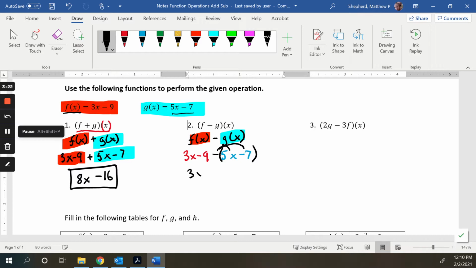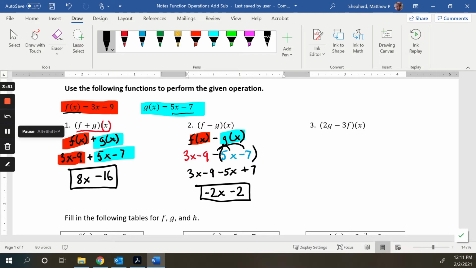So this minus sign is going to distribute to both of those. So we're then going to have 3x minus 9 minus the 5x, and then minus a negative 7. Subtracting a negative is just like adding. And now we've got that. So now 3x minus 5x will be negative 2x. Negative 9 plus 7 is negative 2. And that's how we subtract.